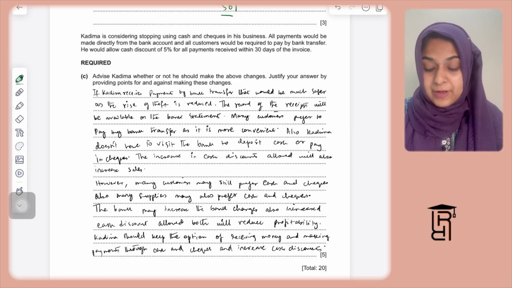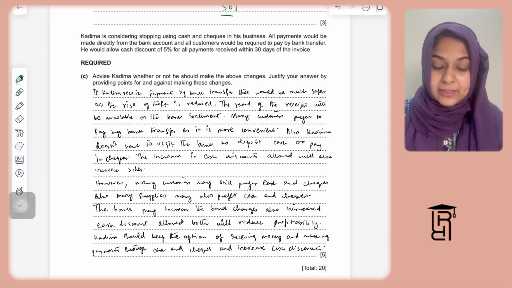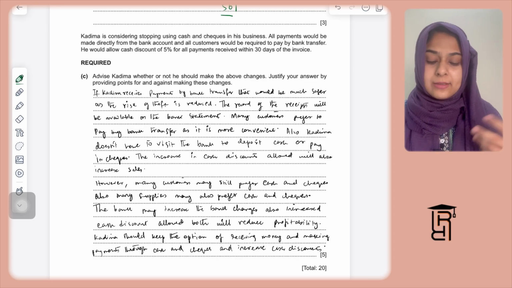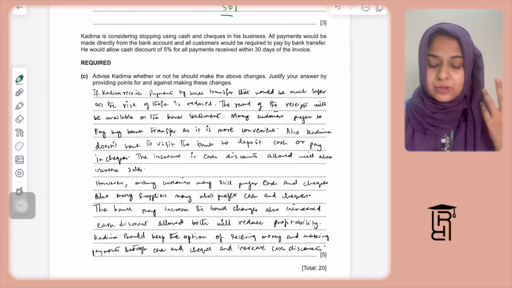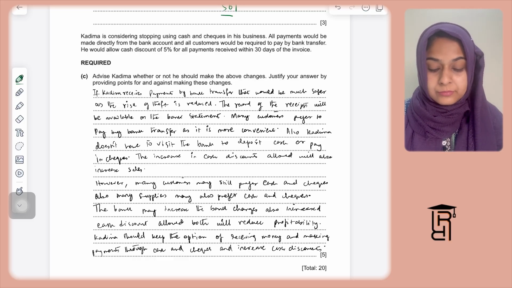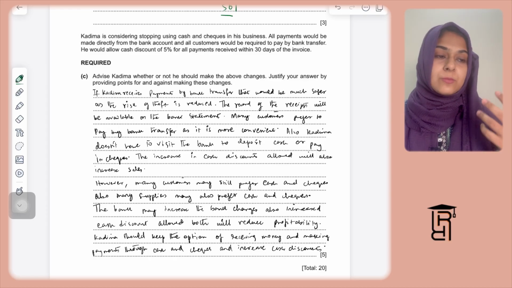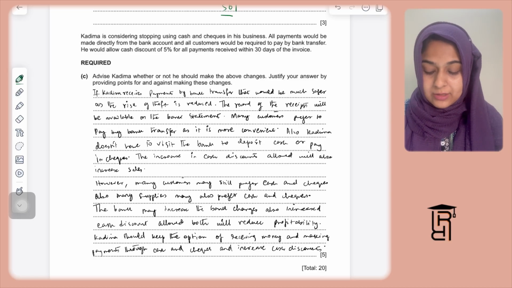Many customers prefer to pay by bank transfer as it is more convenient. Also, Kadima doesn't have to visit the bank to deposit cash or pay in checks, because obviously she's not receiving any money in cash or any checks. She's directly getting the money in the bank. The increase in cash discount allowed will also increase sales. Obviously, that will attract more customers towards Kadima's business because she is giving more cash discounts.